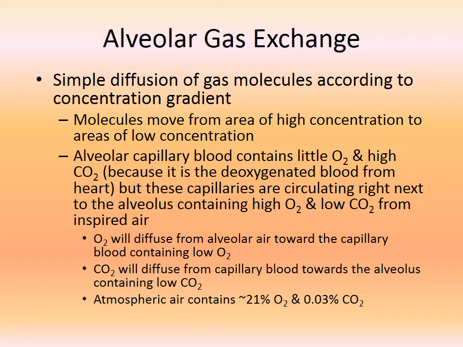So that oxygen is going to move into the blood, towards the area of lower concentration. But in that same blood we have a high amount of CO2, and there's a low amount of CO2 in the alveolar sac from the inspired air, so that CO2 is going to diffuse towards the alveolar sac, because it moves towards the area of lower concentration. Because of that simple diffusion, now we have oxygenated blood, and the CO2 can be discarded through respiration.